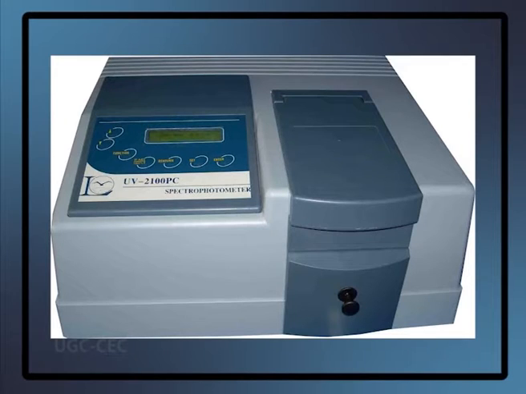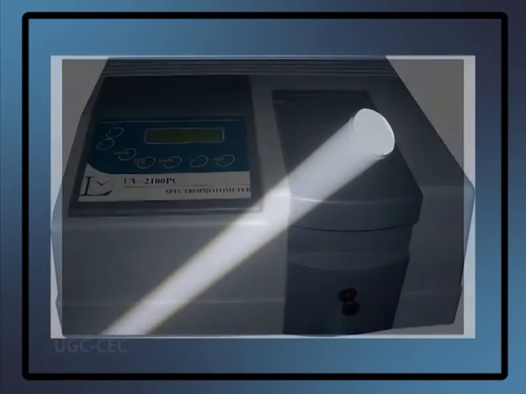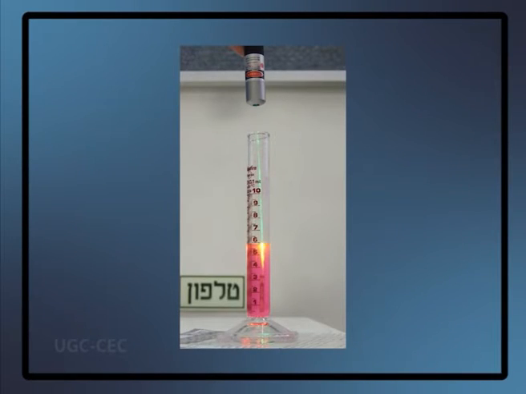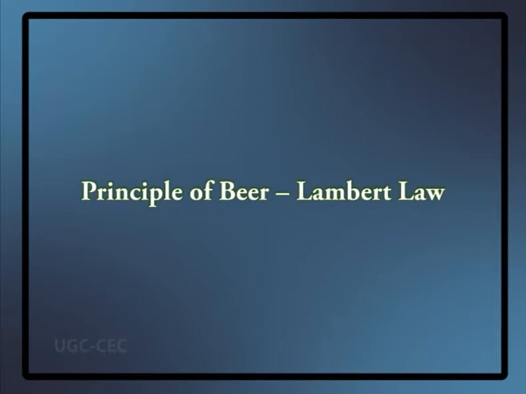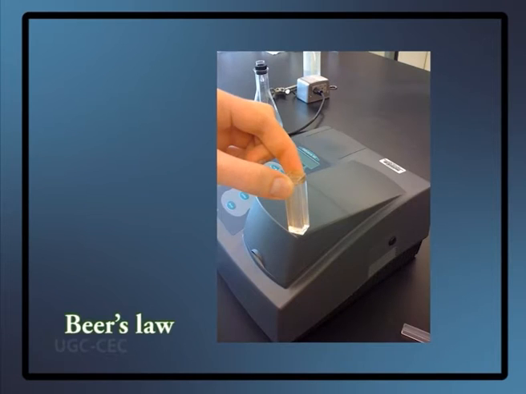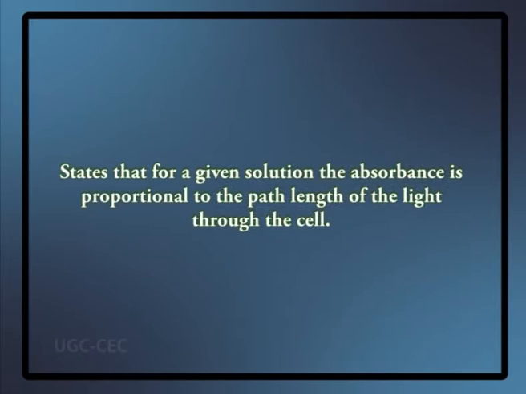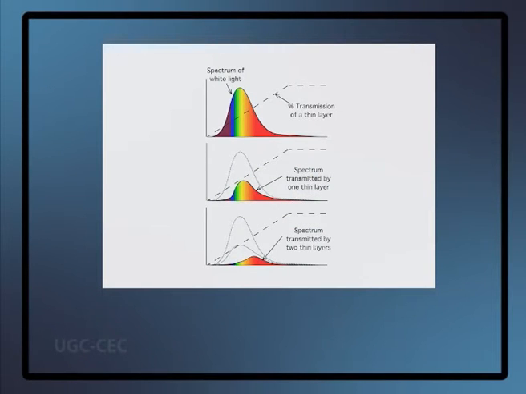The spectrophotometer is an analytical machine that measures the transmission of a beam of light through a sample or the amount of light that does not pass through a liquid. Principle of Beer-Lambert law. Beer's law states that the absorbance is proportional to the concentration of the solution. Lambert's law states that for a given solution, the absorbance is proportional to the path length of the light through the cell. These two laws were combined and are known as the Beer-Lambert law.